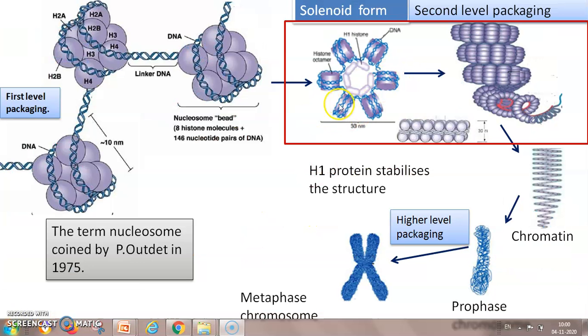Students, this is just an extra screen I have added, because the second level of packaging, the solenoid form, is not included in NCERT. But still you should have the basic idea about how these beads are further compacted. So see, 6 such nucleosomes are twisted around like this, and this is where H1 has a role. The linker H1 protein brings them together. This is the top view. This is how you will see it in the side view. So this form is called a solenoid form. You can skip this if it is not of your interest, but then we will go to the next packaging level.